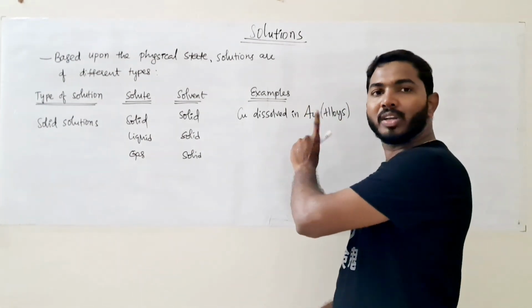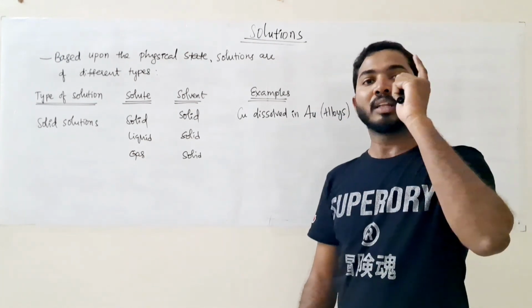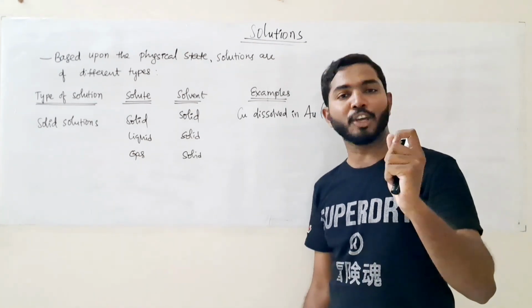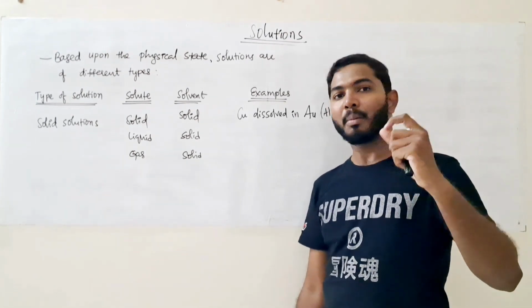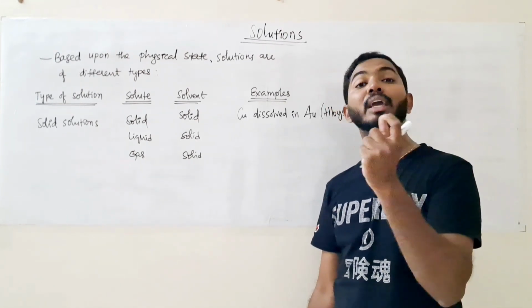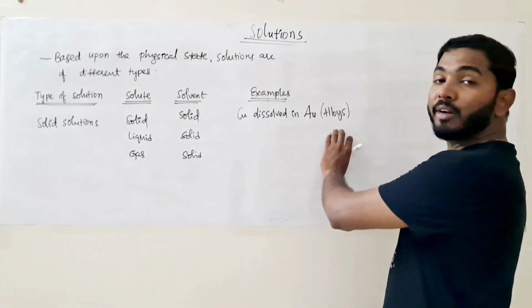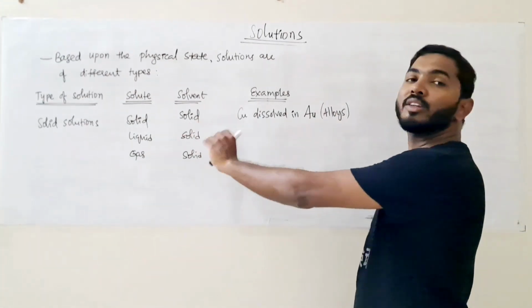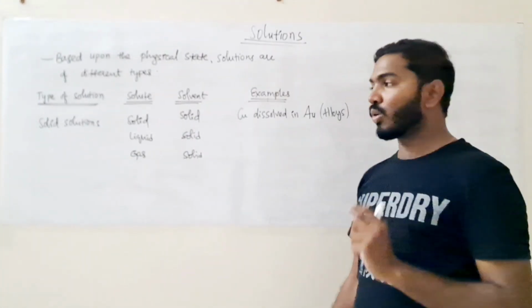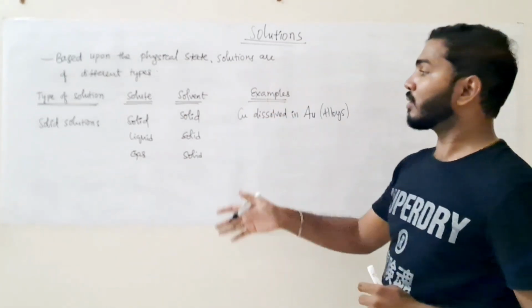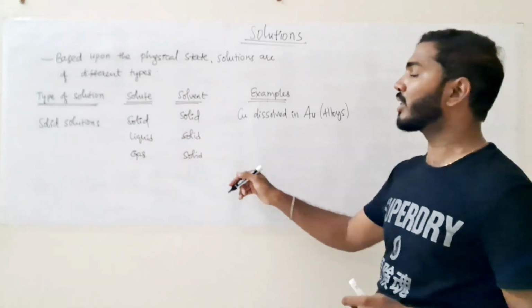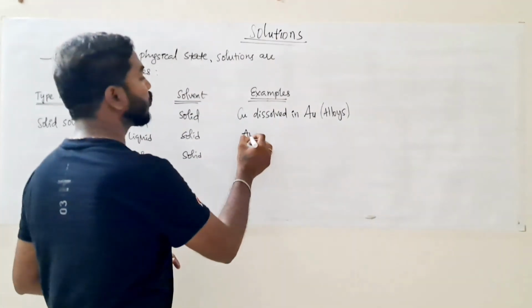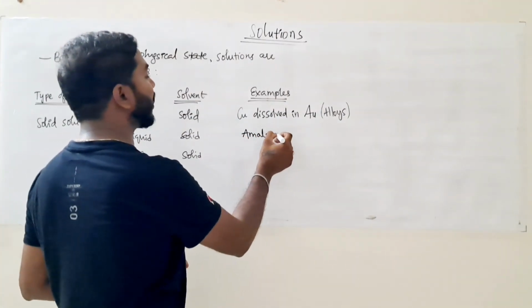Amalgams will not come into this, because in an amalgam one of the metals must be mercury, so it is not a solid. Actually, mercury is a metal, but it is not a solid, it is a liquid metal. So let us not include amalgams into this solid in solid type of solutions. Amalgams can be included into liquid in solid type of solutions. I hope you understood.